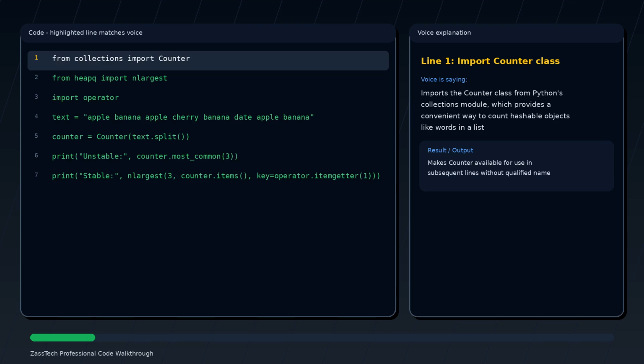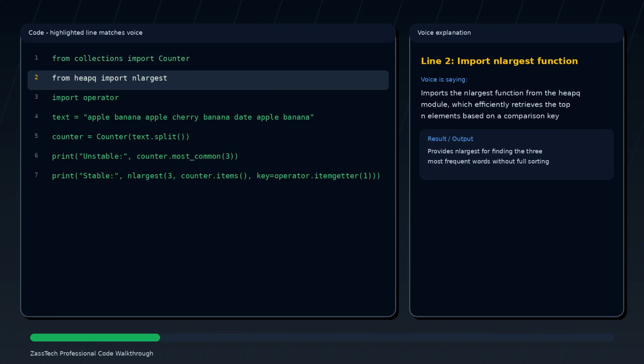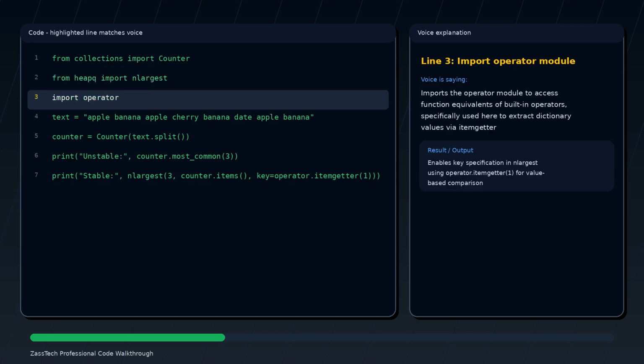Imports the Counter class from Python's collections module, which provides a convenient way to count hashable objects like words in a list. Imports the nlargest function from the heapq module, which efficiently retrieves the top n elements based on a comparison key. Imports the operator module to access function equivalents of built-in operators, specifically used here to extract dictionary values via itemgetter.